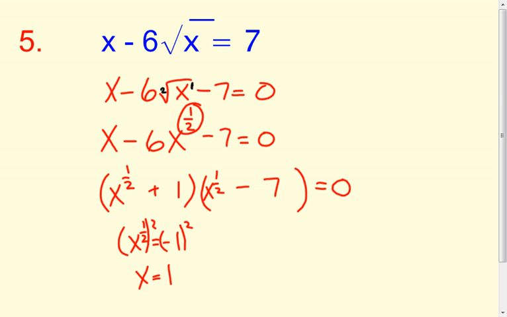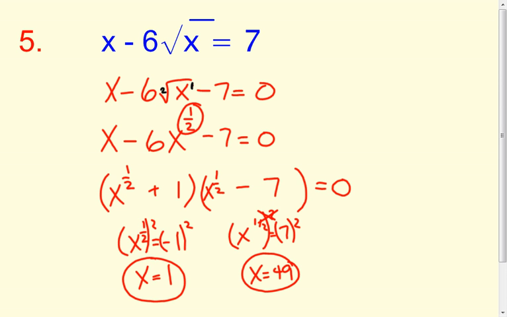And negative 1 squared, of course, is positive 1. Okay, so there's one answer. And then on the other one, I'll have x to the 1/2 equals 7. Square that. That one does itself, and I will have x equals 49. There's another answer. Okay, so I want you to plug these in and check them.